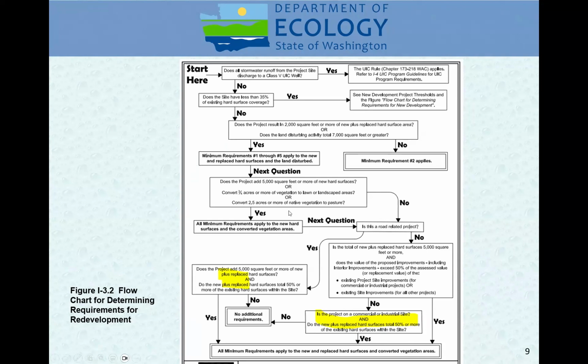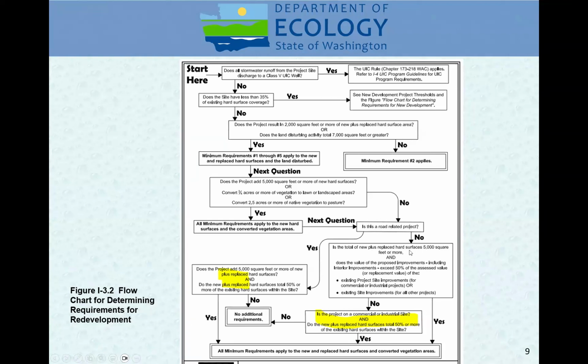You find out that all minimum requirements apply to the new hard surfaces and the converted vegetation areas, but it doesn't say anything about replaced hard surfaces. Now we've got to decide if the replaced hard surfaces in this redevelopment project need to be covered under the minimum requirements. So we have the same question over here, road related. If you answer no to road related, this box is the same. It has not changed.